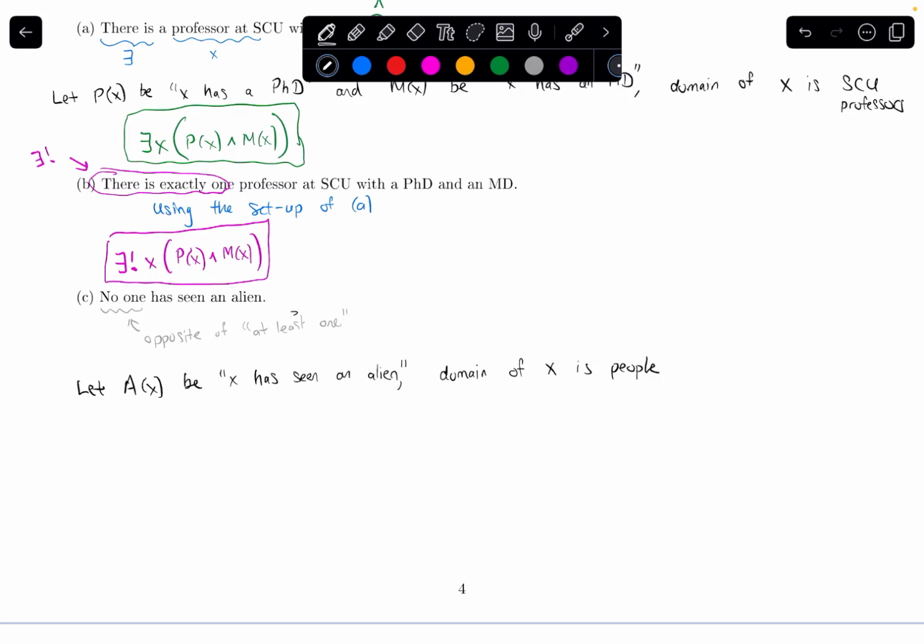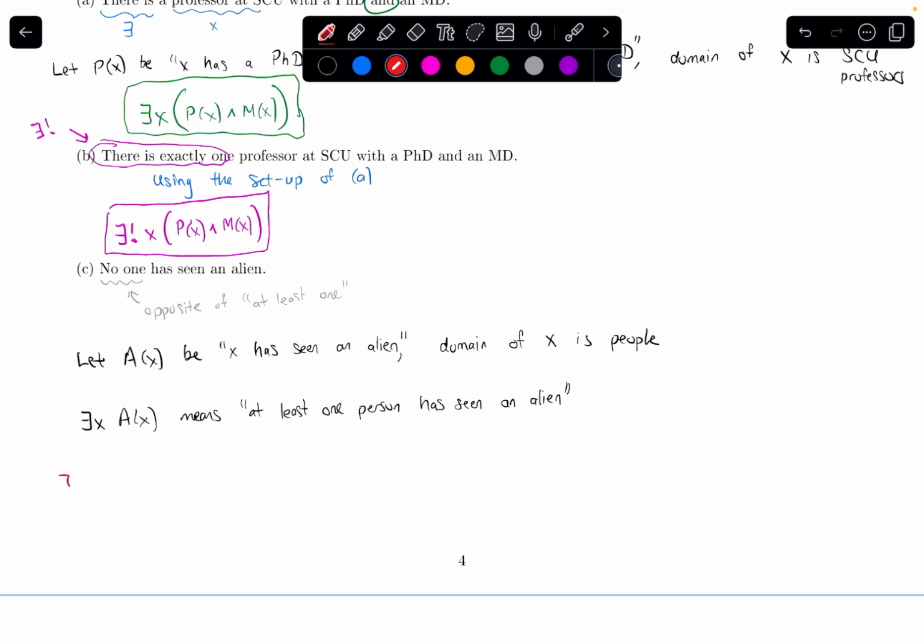So if I were to first write at least one person has seen an alien, that would be there exists an x such that A of x. There exists x such that A of x means at least one person such that A of x. So at least one person has seen an alien. That would be there exists an x such that A of x. But I want the opposite of that, because the opposite of at least one person has seen an alien would be no one has seen an alien. So I need to negate my there exists x such that A of x. That now means what we want it to be. This would mean no one has seen an alien.